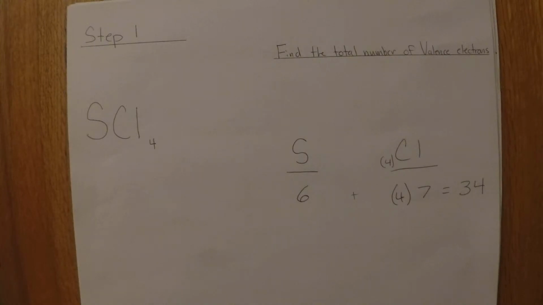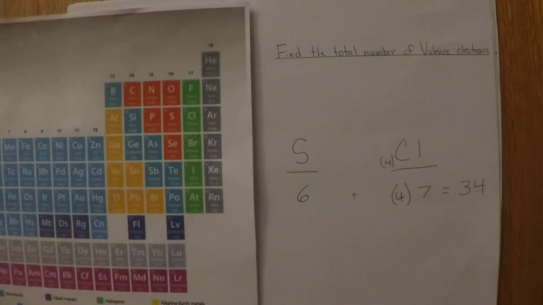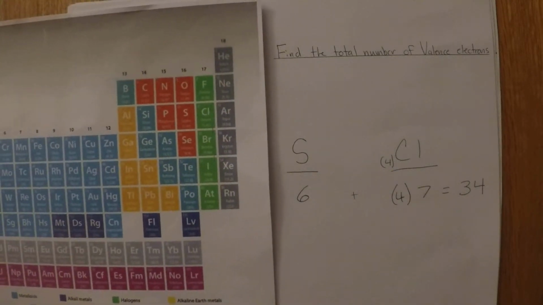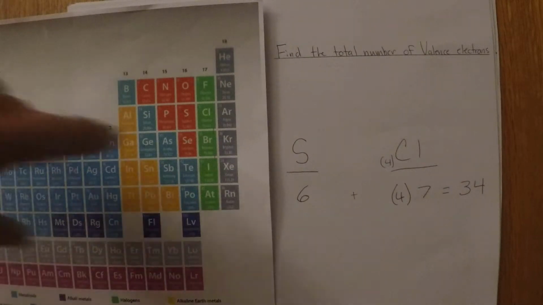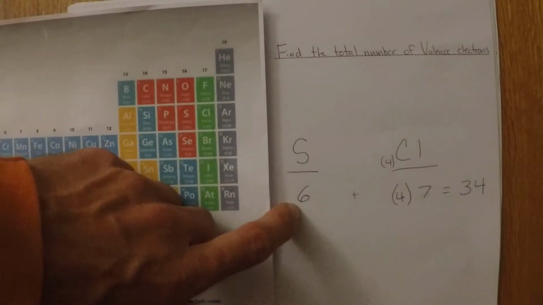So what we're dealing with here is SCl4, which is sulfur tetrachloride. And basically the first step is to find the total number of valence electrons. So obviously what we do is we look at the periodic table and we see that sulfur is in column 6. So we know that sulfur has 6 valence electrons.